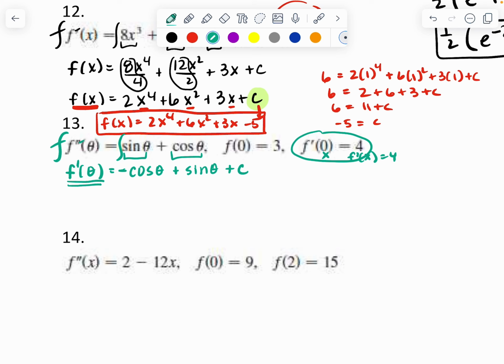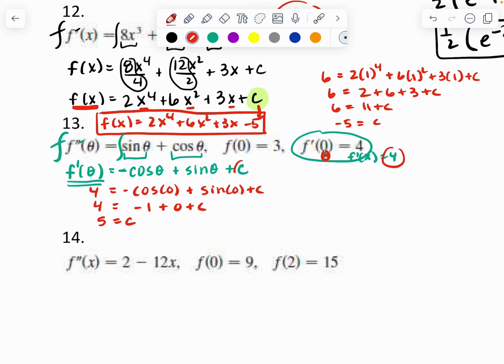Okay, so let's go ahead and replace all of that. It's not x, sorry, it's theta this time, but whatever. So I'm going to replace all the thetas with 0. So negative cosine of 0 plus the sine of 0 plus c equals f prime of theta, which is this 4. Cosine of 0 is 1 with a negative in front is negative 1. Sine of 0 is 0 and then plus c. So if I add 1 to both sides, I'm going to get that c equals 5.